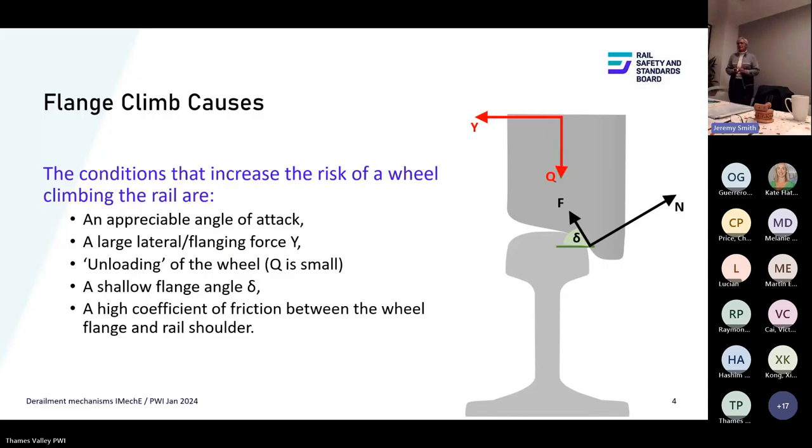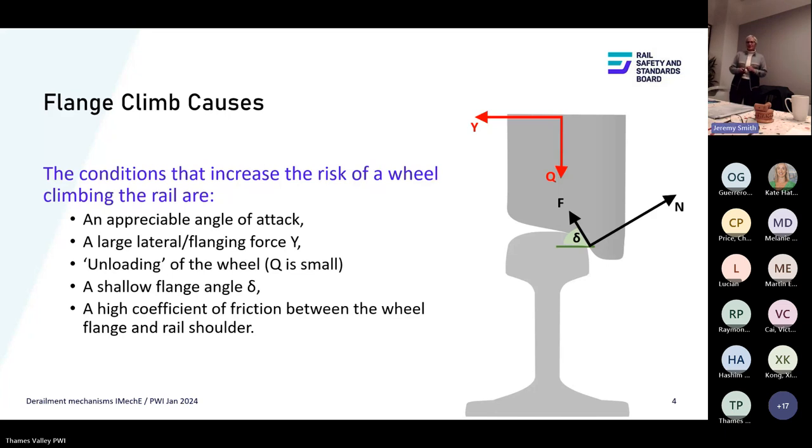So what is flange climb derailment? It's where the flange, instead of sitting like it should do against the rail there, rides up, runs along the top of the rail, and maybe, we'll see a video in a minute, goes off in the wrong place.